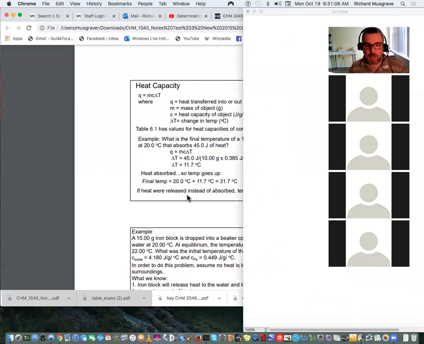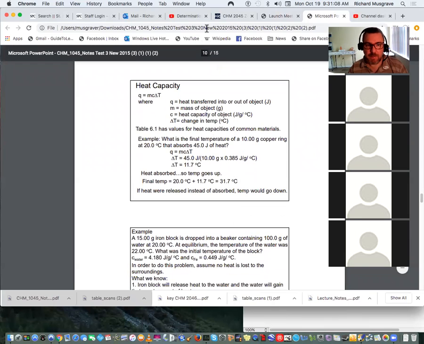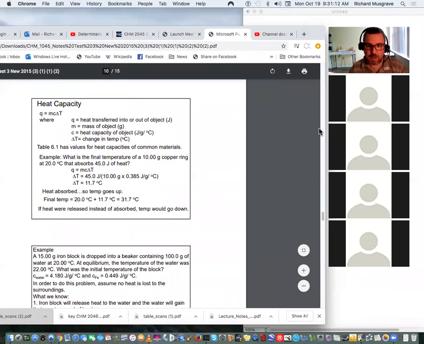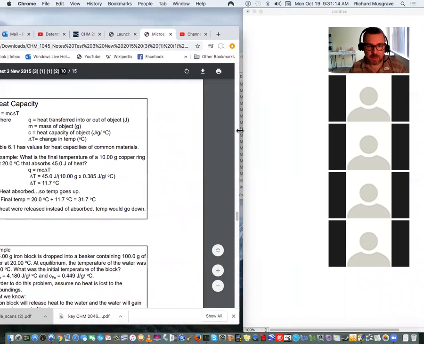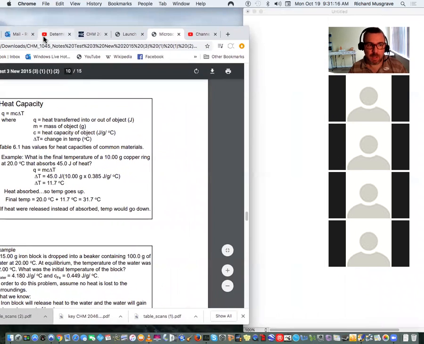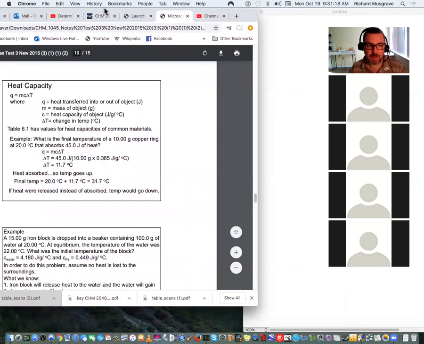Okay, so we're looking at heat capacity here, and heat capacity is based around a formula, Q equals mc delta T, and it's more proof here that heat and temperature are not the same thing. They are related, as you can see here by this equation. Q is heat, m is mass, C is heat capacity of the object, and delta T is the change in temperature of the object.